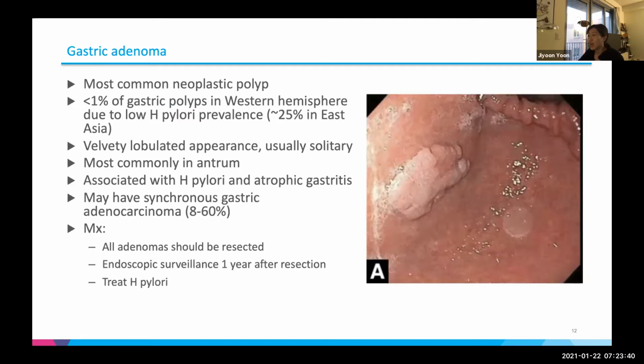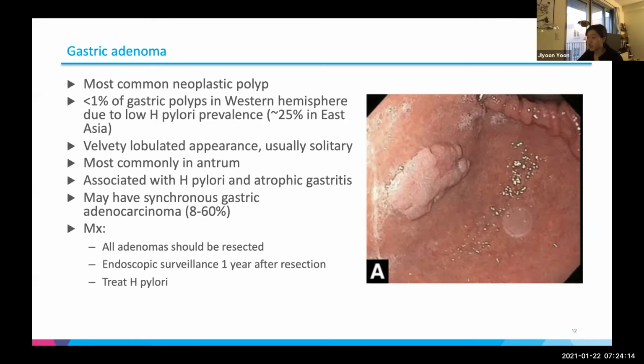These are gastric adenomas. These are the most common neoplastic polyps. They're still pretty uncommon in the Western Hemisphere, less than 1% because of low H. pylori prevalence, but they can represent up to 25% of gastric polyps in East Asia. They have a velvety, lobulated appearance, and they're usually solitary, most commonly found in the antrum. And they're again associated with H. pylori and atrophic gastritis. Many have a synchronous gastric adenocarcinoma.